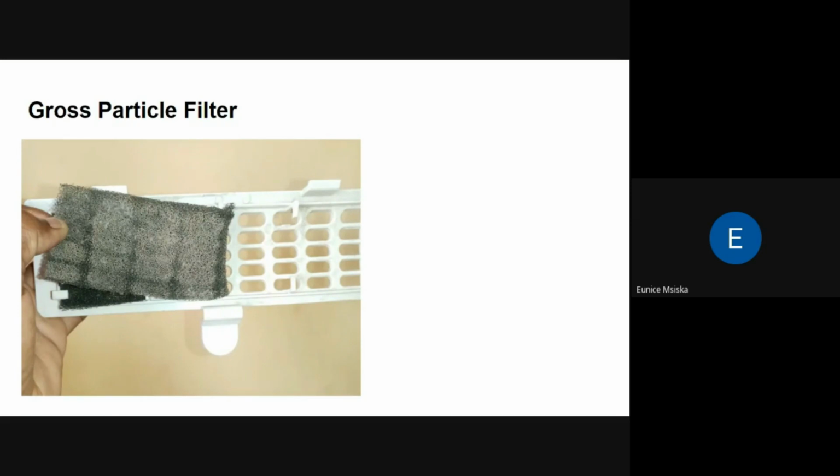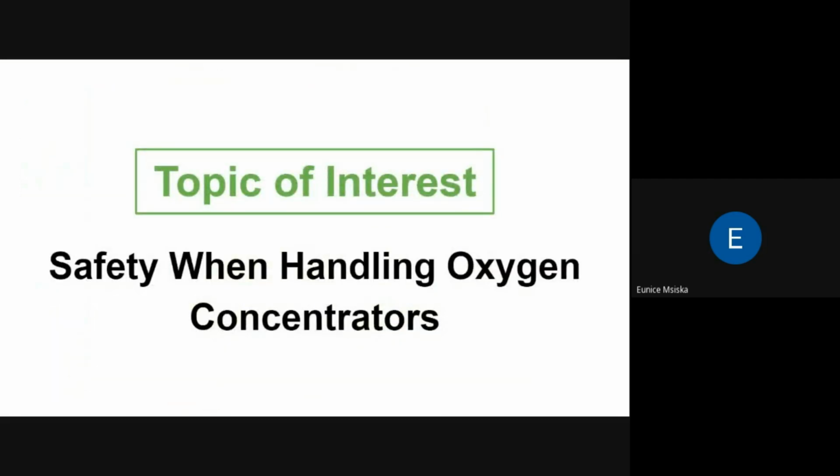Make sure that the environment that you are placing the oxygen concentrator is dust-free, and also periodically blow the oxygen concentrator of the dust and wash the gross particle filters. And after washing the gross particle filters, wait until they are completely dry, and then you can replace them. Also, be careful of toxic gases, as these may negatively react with the zeolite or other components in the concentrator.